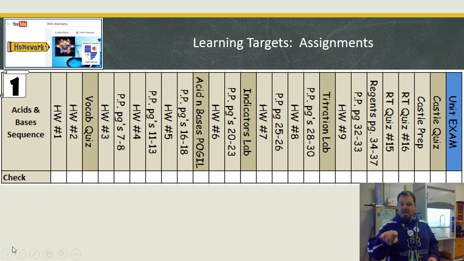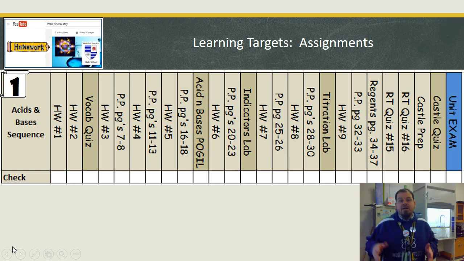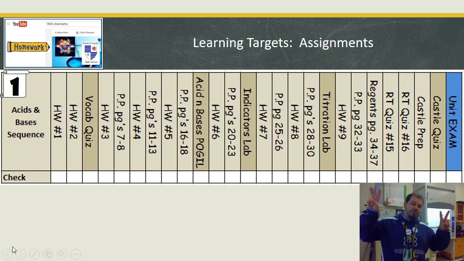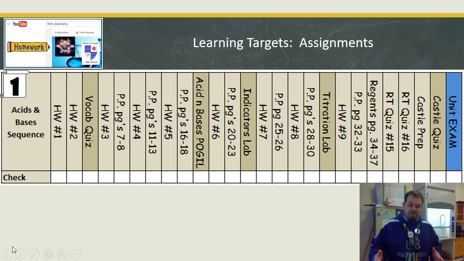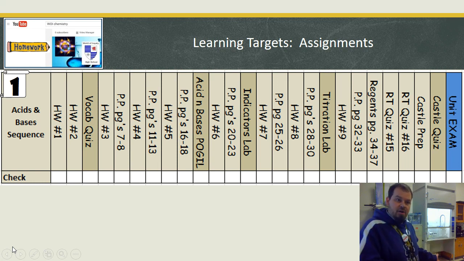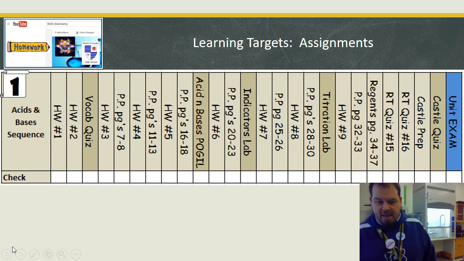There's going to be a lot of major hands-on learning for this unit: indicators lab, titration lab. And the titration lab is one of those rite of passage labs. Everybody in chemistry has to be able to do a titration. So you've got to concentrate, you've got to be able to do the math, and you've got to understand it, and then move on. And you're going to be held accountable. So make sure you bring your A game to that lab.